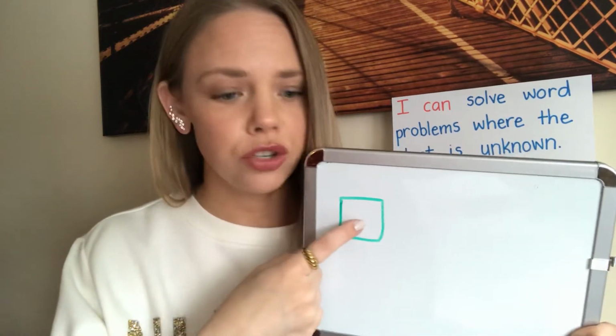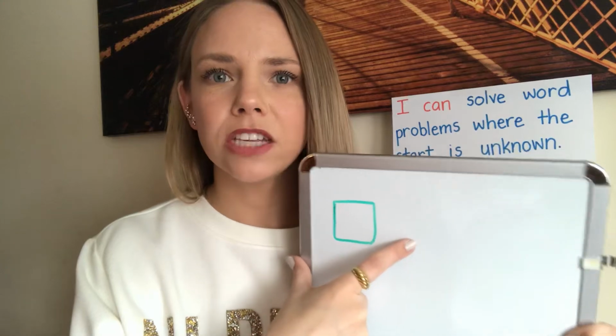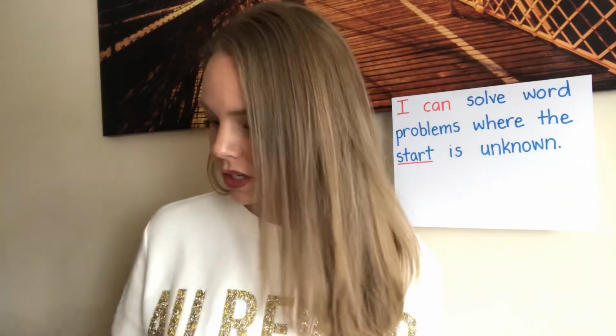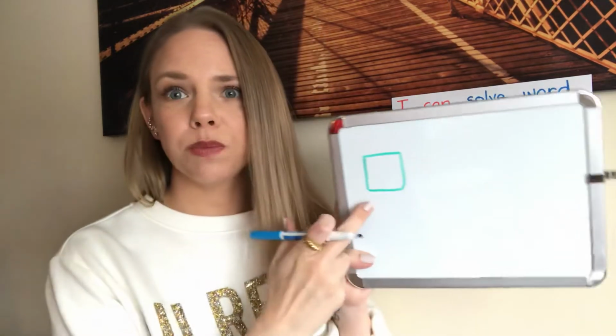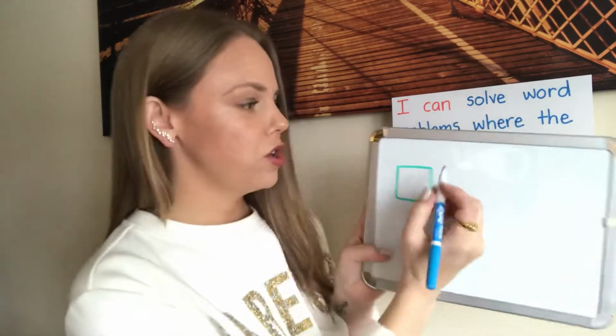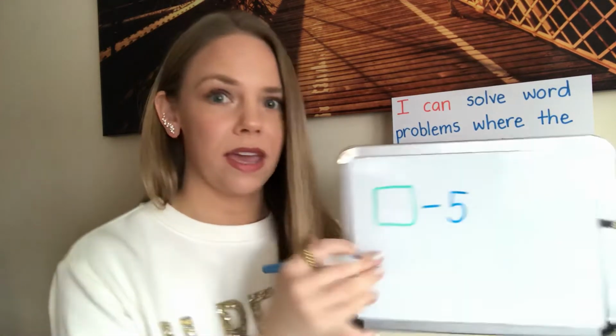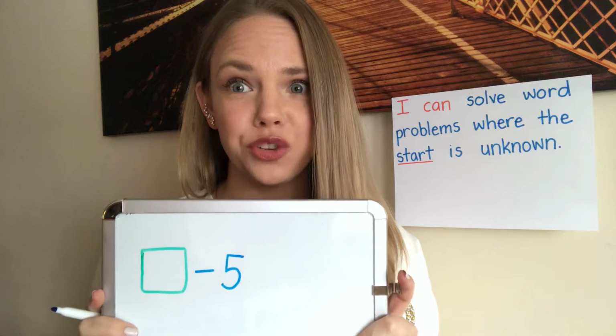Okay, so we know she drew some pictures, and then it said that she gives 5 pictures away. So think about that. If she's giving 5 pictures away, that means that she is going to have less, right? We're taking away from the pictures that she has. That's telling me that I need to use a minus sign, that we're going to be subtracting. So after this box that's going to represent our start unknown, I'm going to say minus 5 because she gives away 5 pictures that she drew, okay?